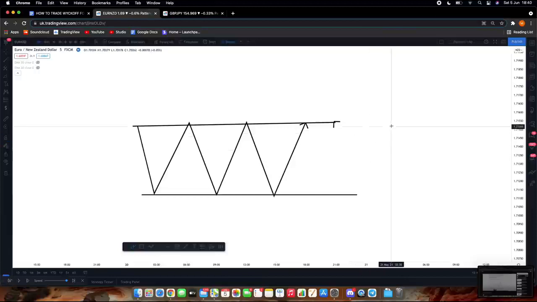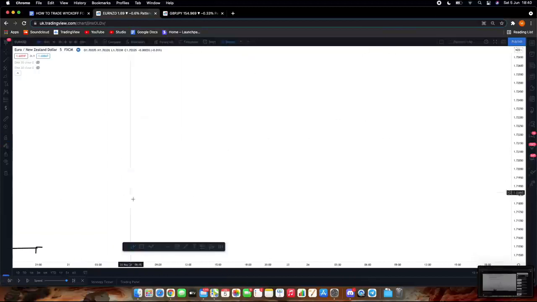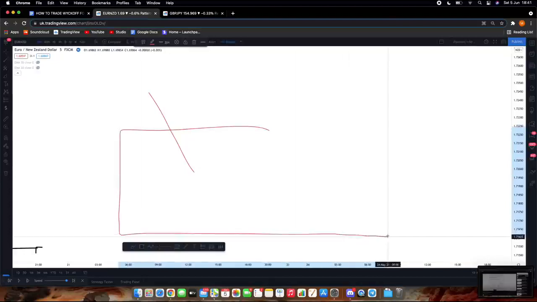So what they will do is they will print situations in that zone. Within this zone, say this is the area that smart money wants to buy this asset from. What smart money will do is print situations onto the market to instigate retail selling. So what would that look like? That would look something like this.